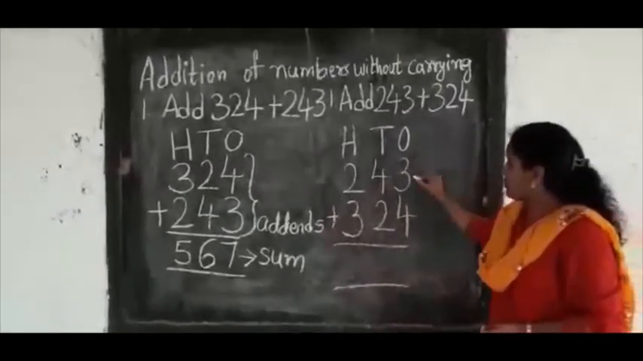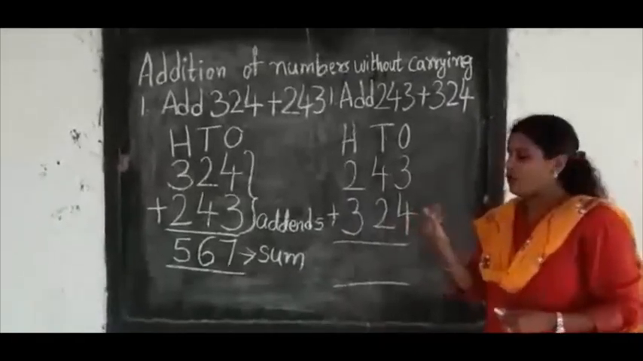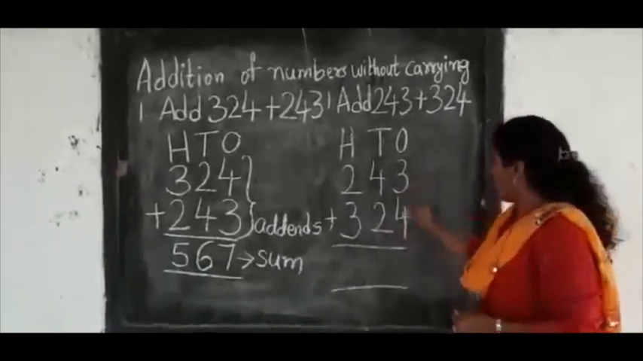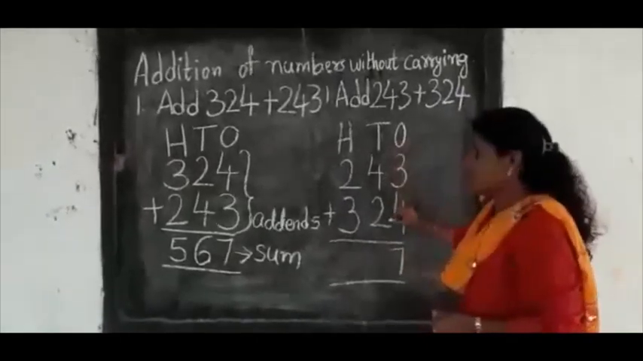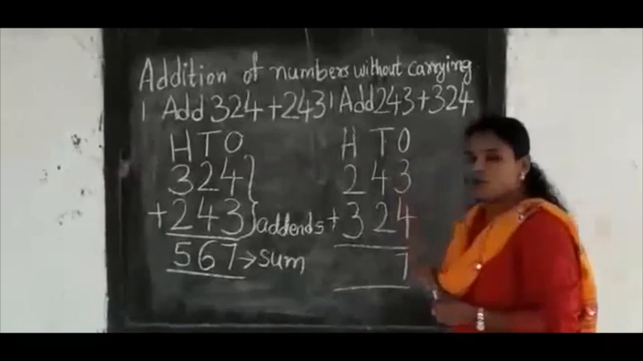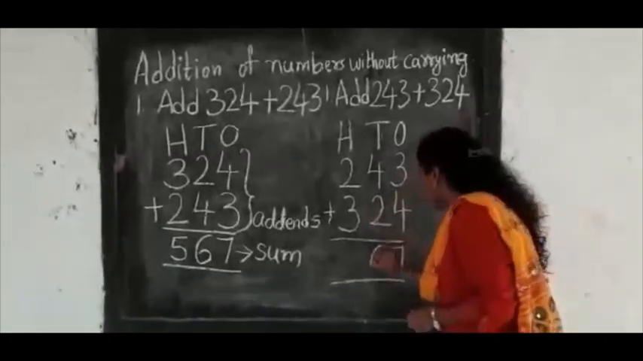In ones place we have 3, 4. Keep 3 in your mind, 4 on your fingers. 3 after, 4, 5, 6, 7. Write 7 in ones place. In tens place we have 4, 2. Keep 4 in your mind, 2 on your fingers. 4 after, 5, 6. Write 6 in tens place.